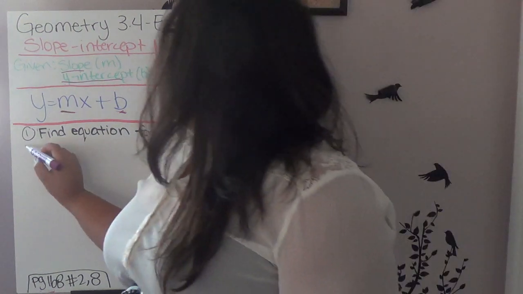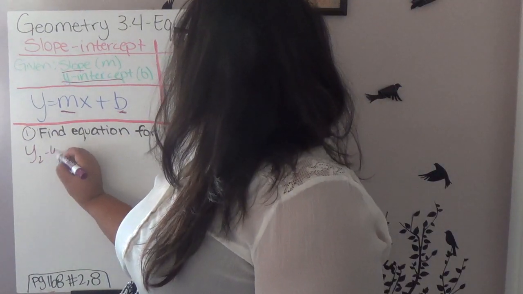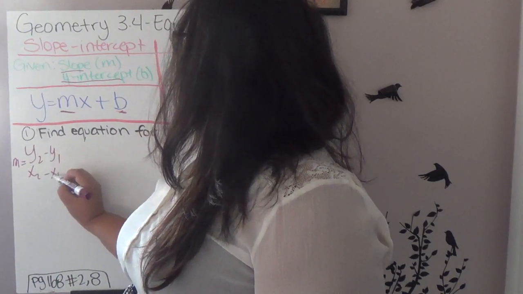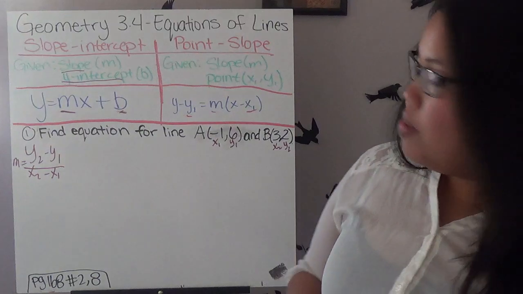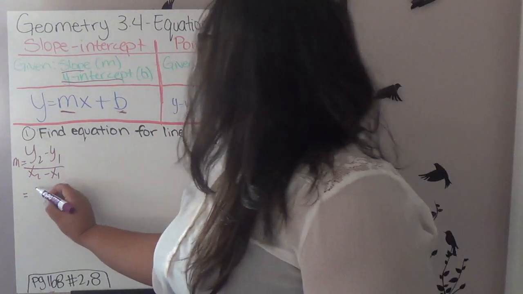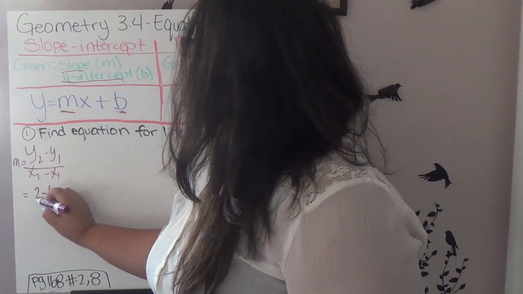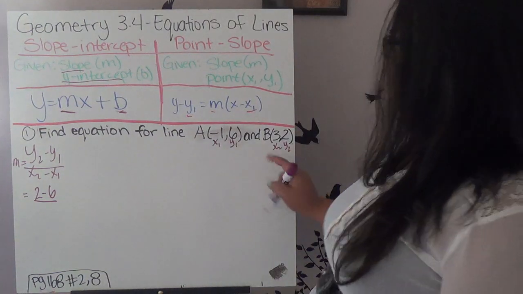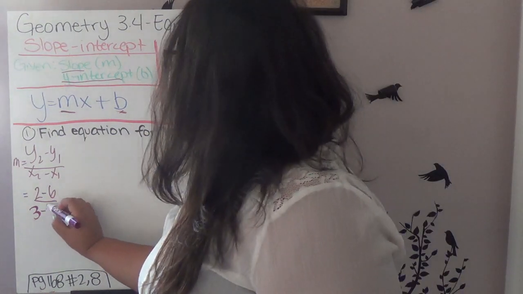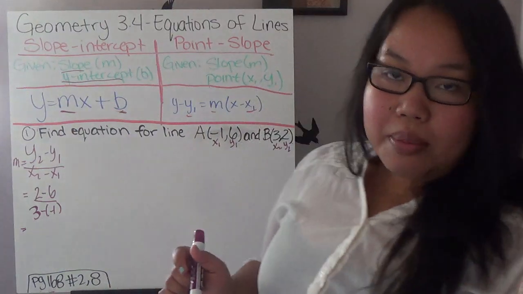Just as in section 3.3 with slope, m equals y2 minus y1 over x2 minus x1. Remember? Alright, so we're just going to plug it in. y2 is 2, y1 is positive 6, so minus 6, over x2, which is 3, and x1, which is -1. So it's a minus a -1. Remember that minus -1 gives us a positive.